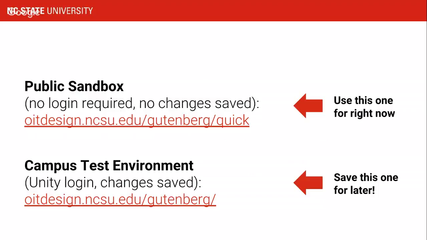For right now, I'm going to have you all go to this other URL, oitdesign.ncsu.edu/Gutenberg/quick. So go ahead and open that up in another browser tab. This will take you to a sort of demo page. It shows you the Gutenberg editor. It's a live editor that you can interact with, but none of the changes that you make are going to be saved. We've preloaded some content into it so you can kick the tires a little bit and see how it works without having to come up with your own text or your own images to add.